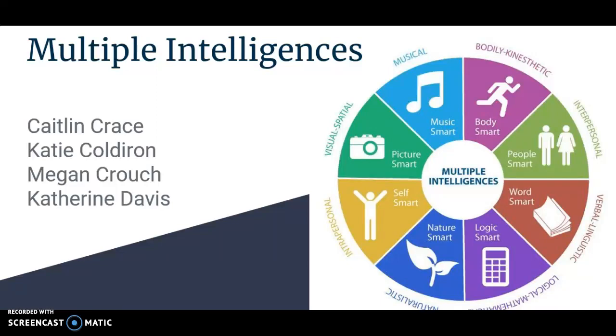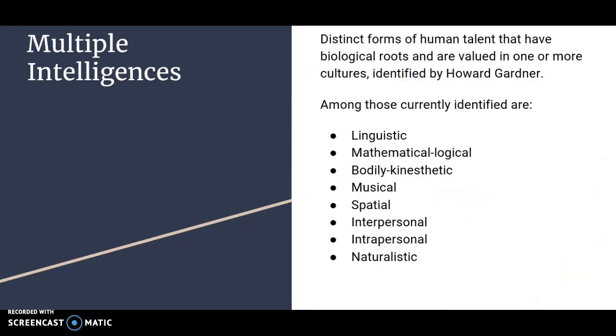Today we'll be talking about an instructional strategy, and that instructional strategy is called multiple intelligences. So those are visual, musical, bodily kinesthetic, interpersonal, verbal linguistic, logical mathematical, naturalistic, and interpersonal.